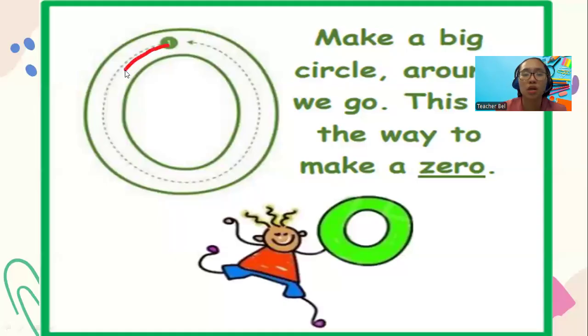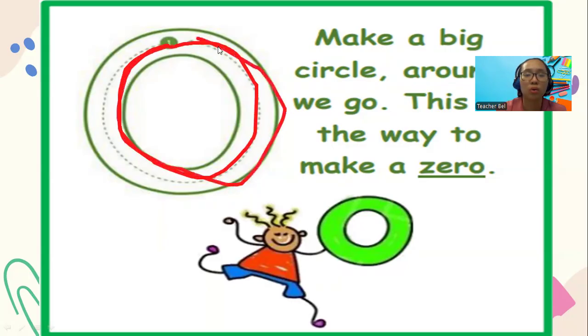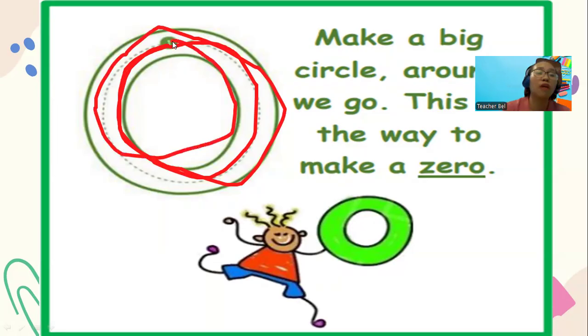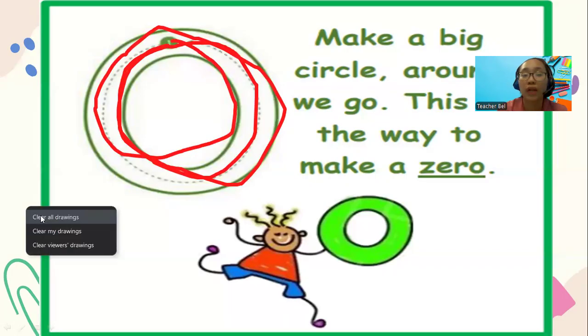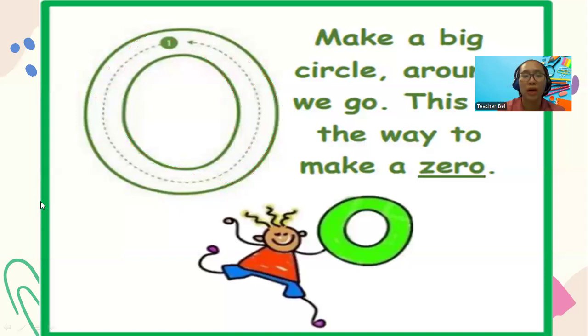Make a big circle around we go. This is the way to make a 0. So again, make a big circle. Around we go. This is the way to make a 0. So here we have our number 0. The number 0 is for empty, for nothing. And this is how we spell the word 0: Z, E, R, O, zero. Now, let's jump to the next part.